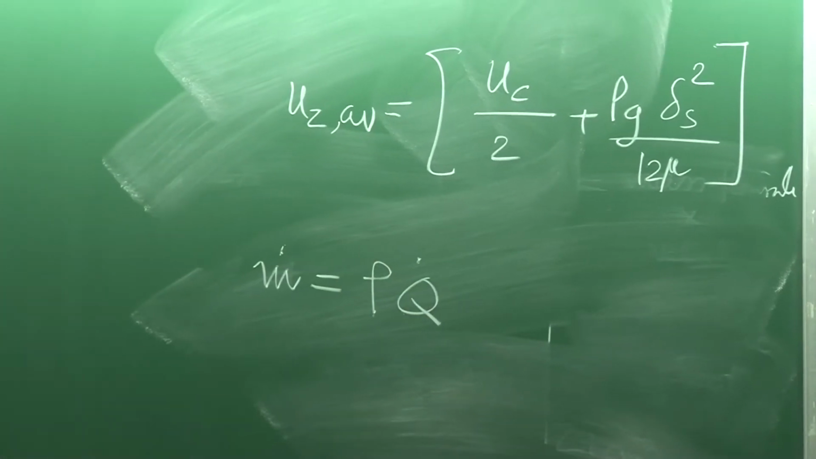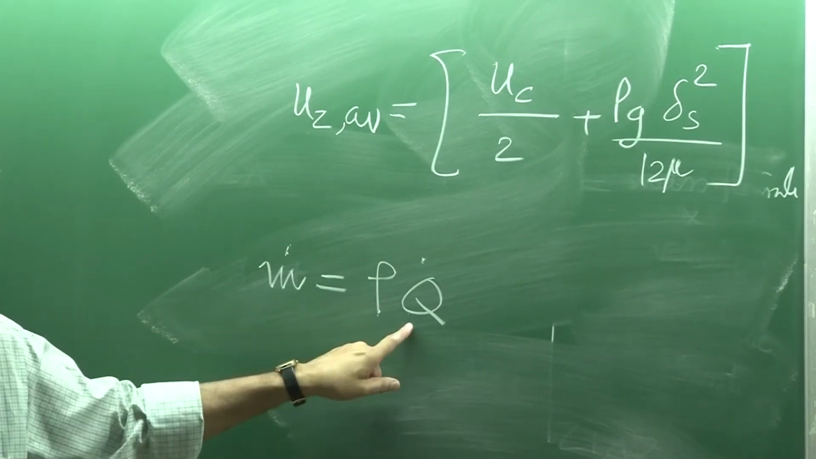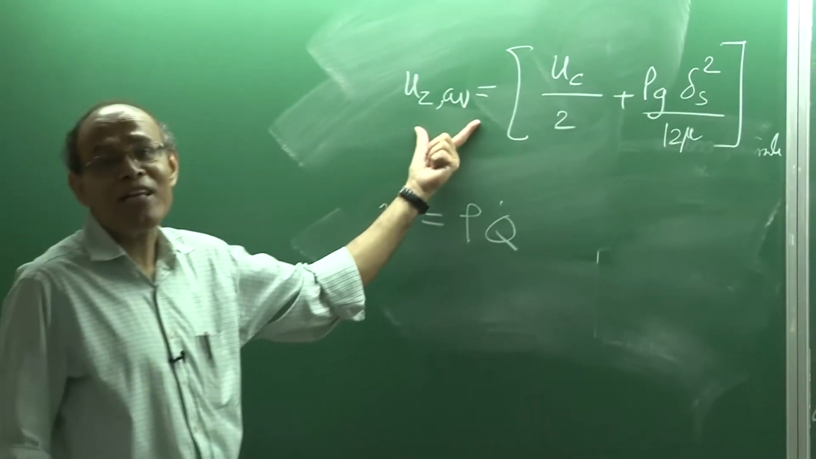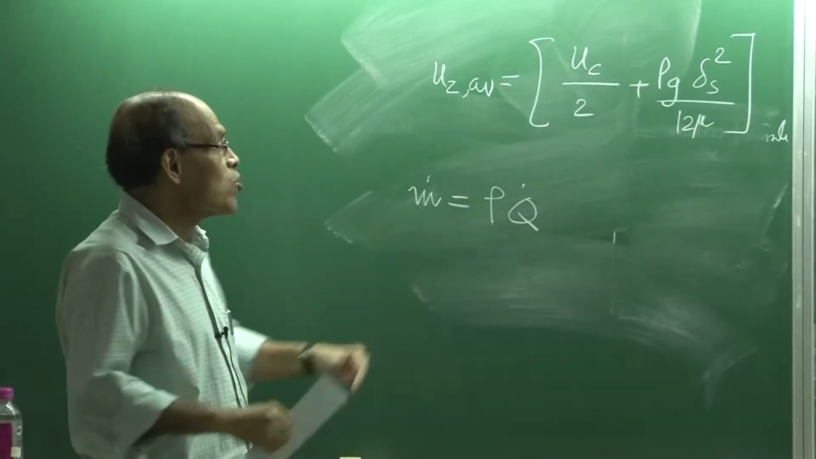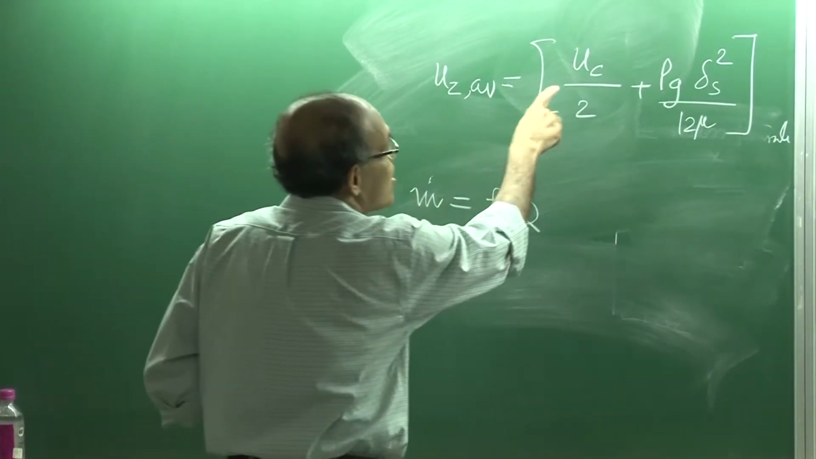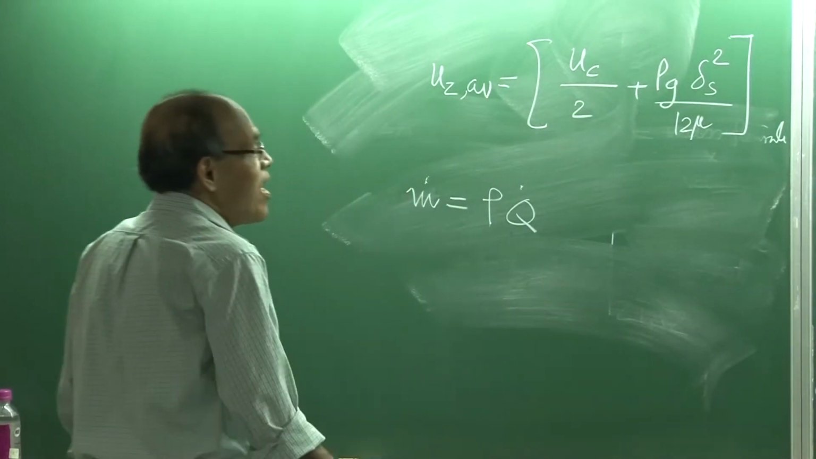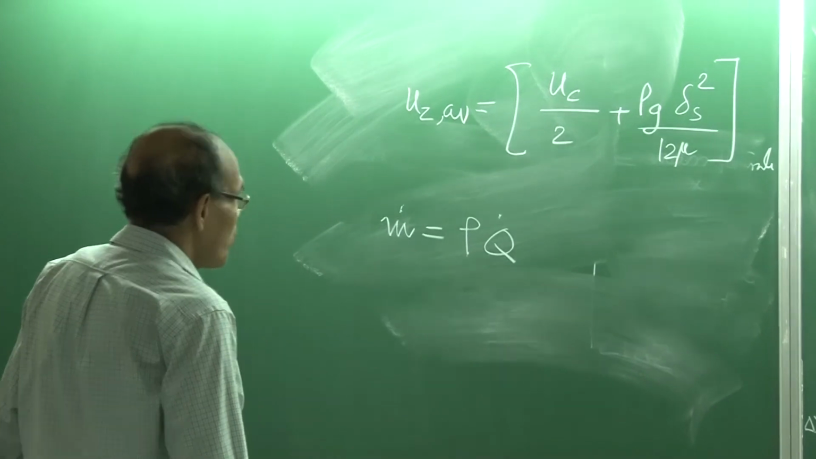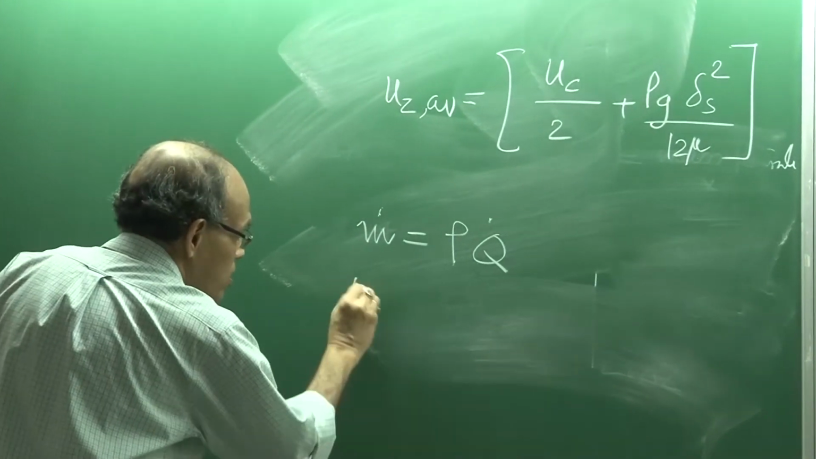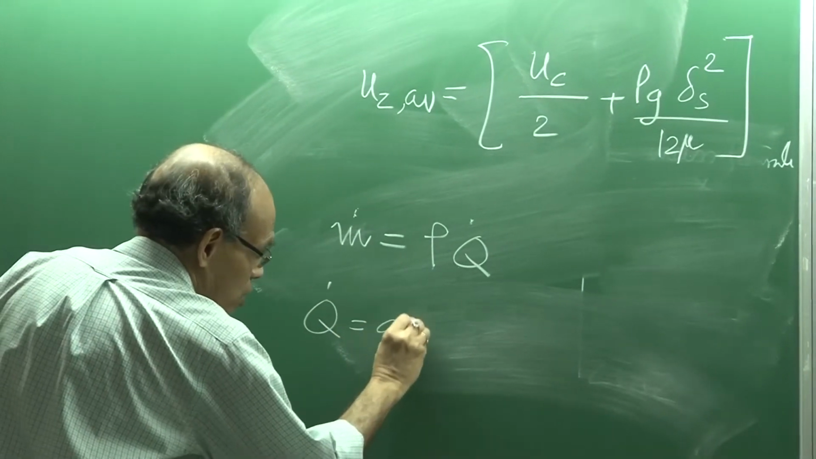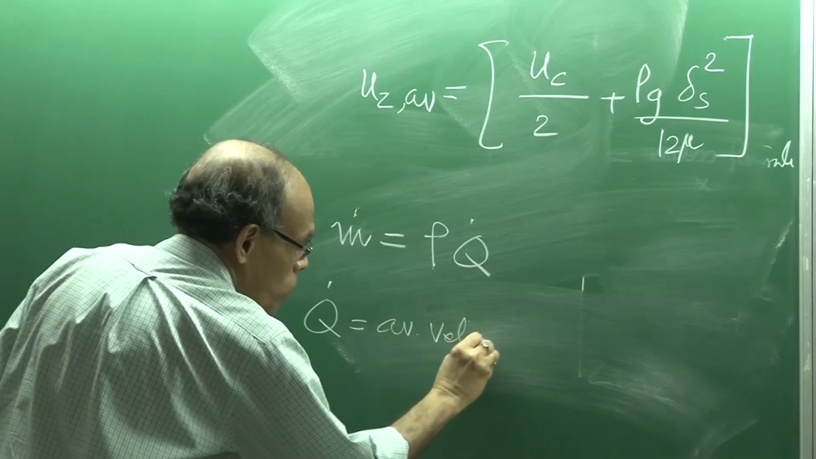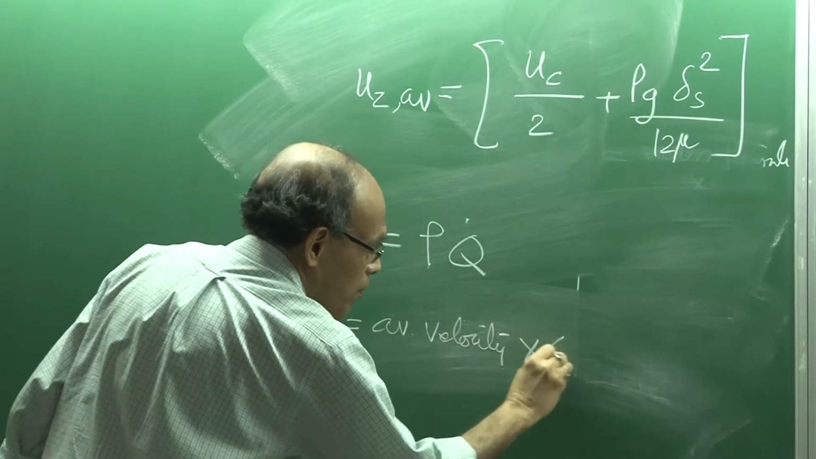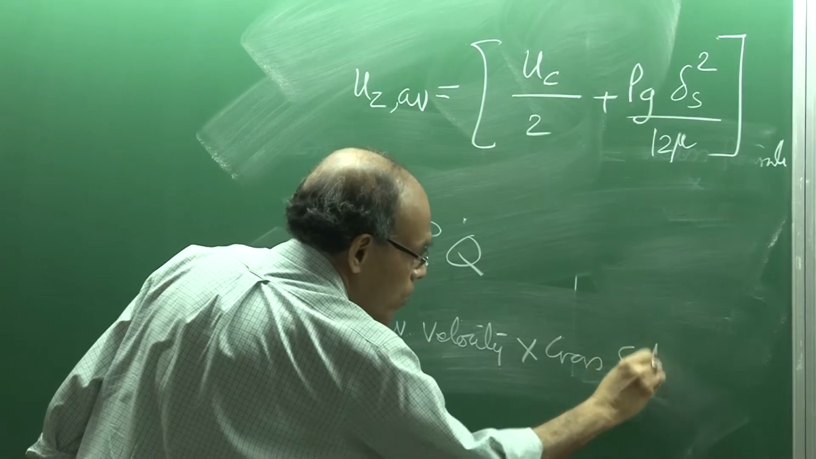I can find out the mass flow rate also, which is equal to rho times volumetric flow rate, which is Q. What is the definition of volumetric flow rate? The volumetric flow rate is nothing but the average velocity into the cross-sectional area. So, the moment we multiply this value with the cross-sectional area L into delta s, we will get what is known as the volumetric flow rate. So, Q dot is equal to average velocity multiplied by cross-sectional area. That is the definition.